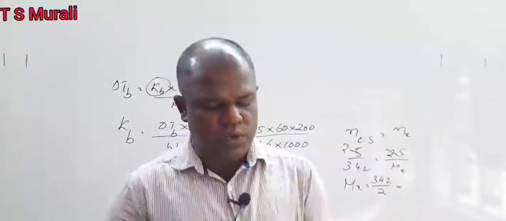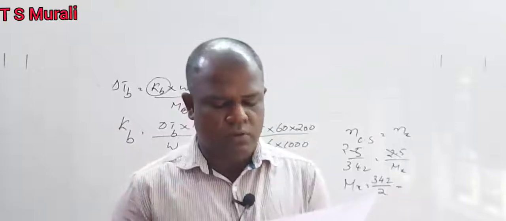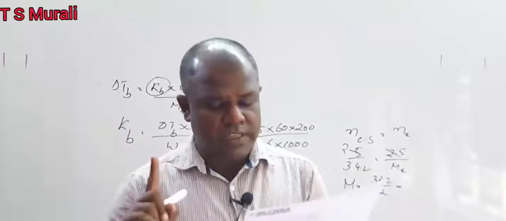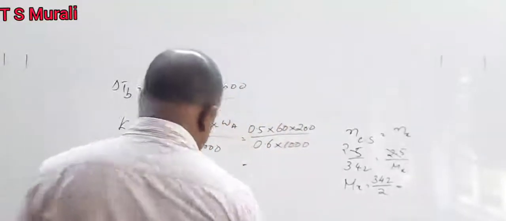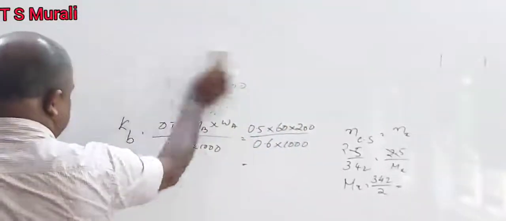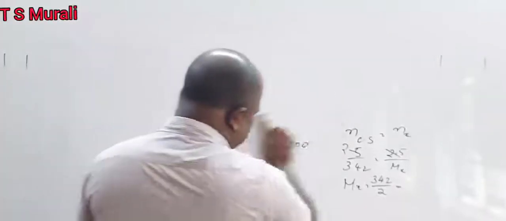Question number 11. Volume of 10 normal and 4 normal HCl solutions required to make 1 liter of 7 normal HCl. That means you are mixing two solutions of HCl. One has normality 10, the other has normality 4. Total volume is 1 liter, but the resultant normality should be 7. So respectively, you have to find the volume of the individual solutions of HCl. They are asking in a different way, that's all.